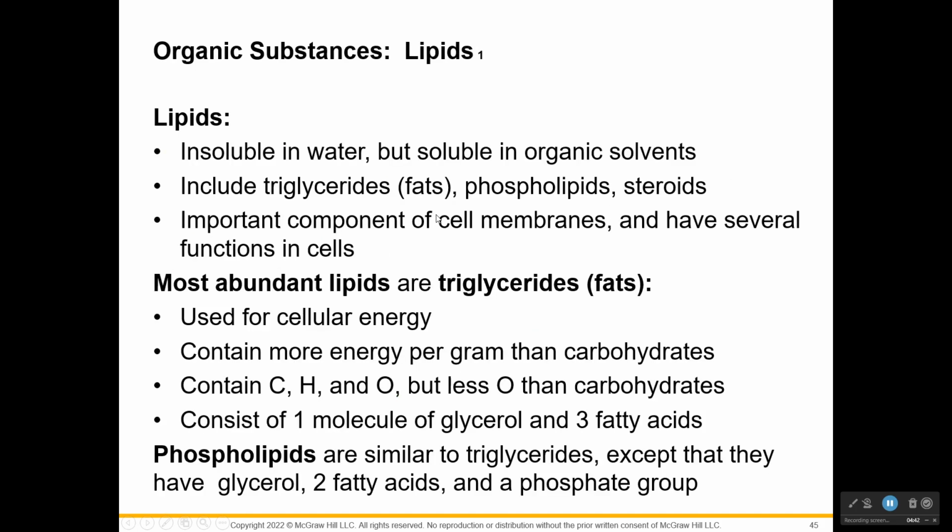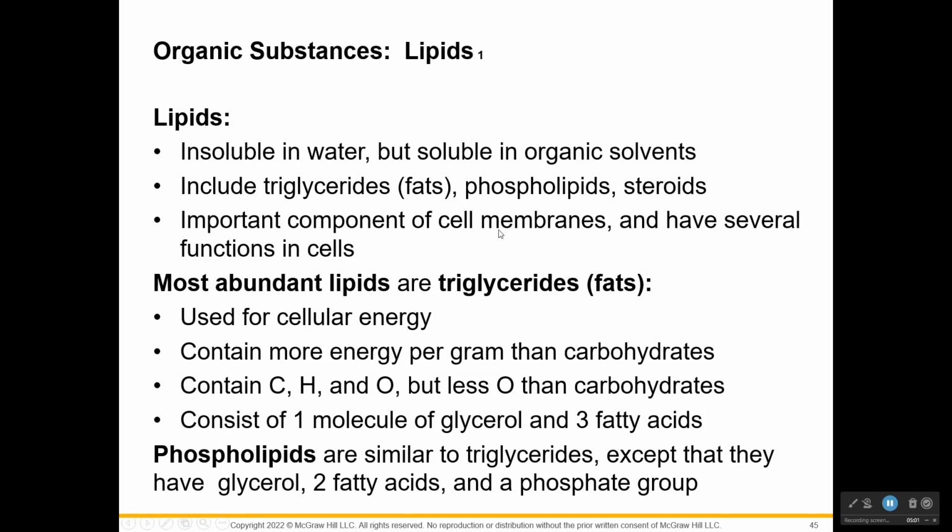Lipids. Now remember, lipids are also made of carbon, hydrogen, oxygen, but it's not going to be a 1 to 2 to 1 ratio, and I'll show you that in a second. Also, lipids are insoluble in water. They do not mix with water. So this is going to be fat, steroids, and phospholipids.